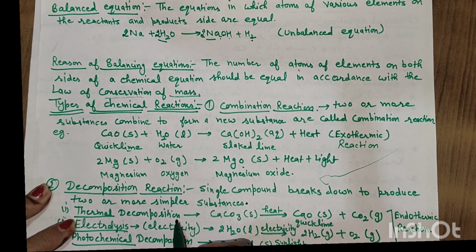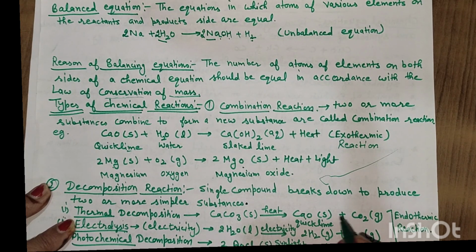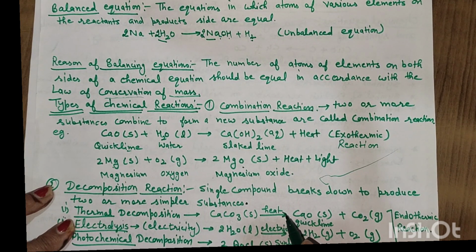In this type of decomposition, heat is absorbed for the reaction. When heat is absorbed, CaCO3 breaks down into CaO + CO2. And where heat, electricity or sunlight is absorbed, that reaction is called endothermic.